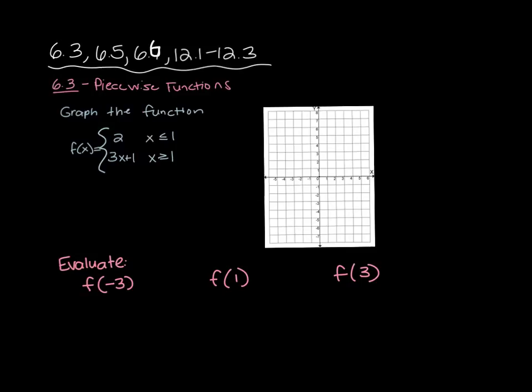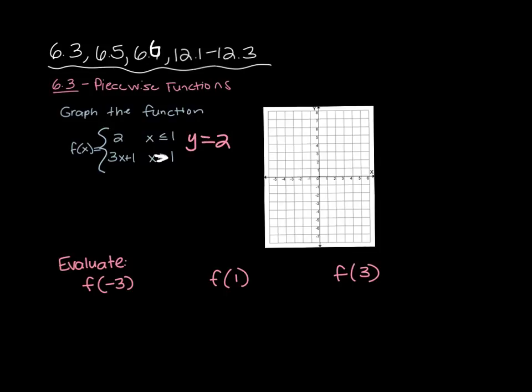So the piecewise functions are the ones that look like this. The f of x is defined for different values in different ways. For this one, f of x equals 2 if x is less than or equal to 1, or 3x plus 1 if x is greater than 1. You can't have an overlap there because it would fail the vertical line test. It can't be the same dot. So the first thing we're going to do is graph this.